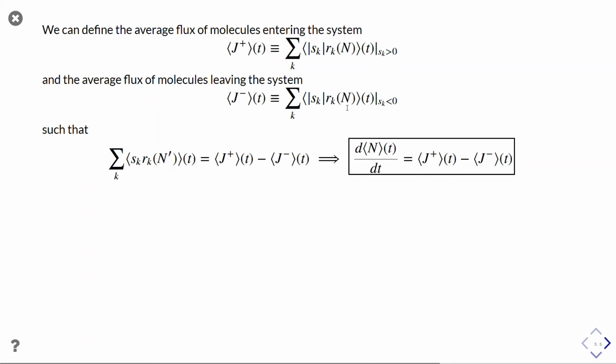As well, the S sub k are taken in absolute value in both equations, and so this expression is actually equal to the average flux of molecules entering the system minus the average flux of molecules leaving the system. And then, using the fact that on the previous slide we showed that the time derivative of the average abundance was exactly equal to this sum, we can then write the time derivative of the average abundance in terms of average fluxes of molecules entering and leaving the system.